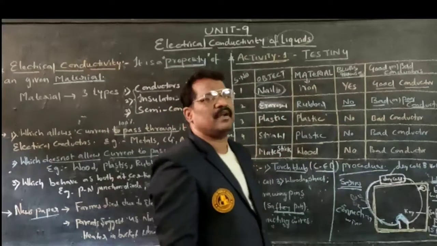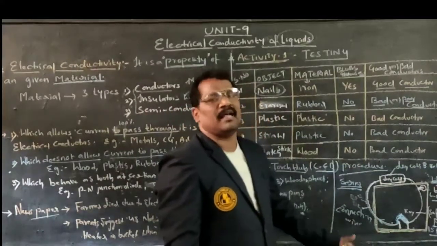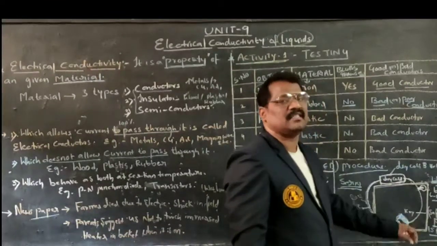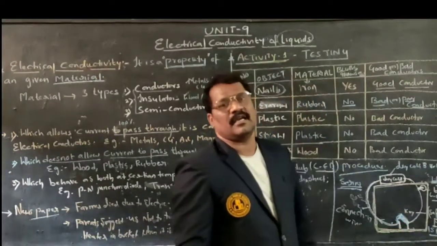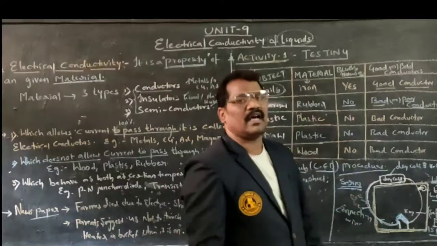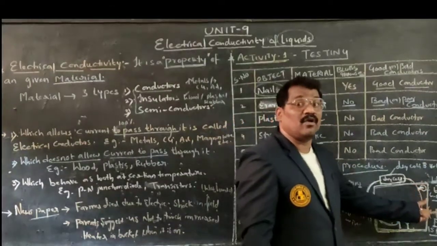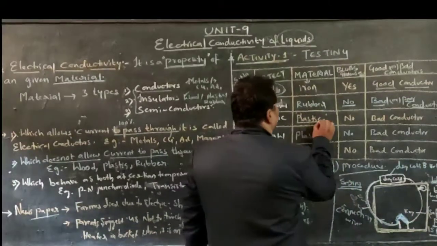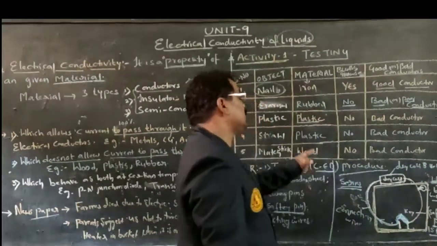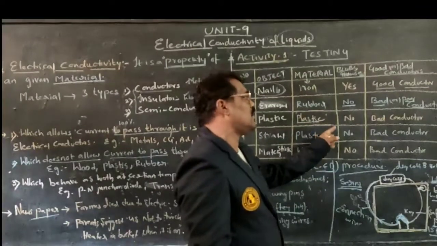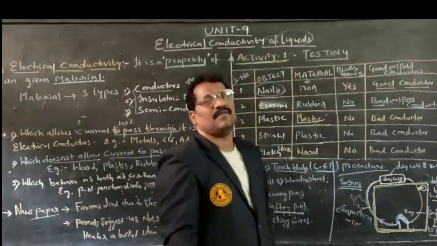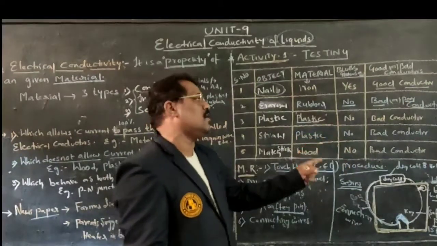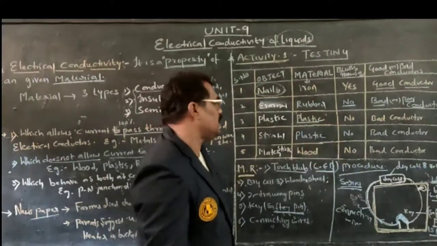Next one, a plastic material. Any plastic material, take out the rubber and replace it with the plastic material, and again switch on the key. Observe the reading. What happened? Does the bulb glow here? No. By that we can say that this plastic is also an insulator, which does not allow current to flow. Therefore, that material is called a bad conductor or poor conductor of electricity.